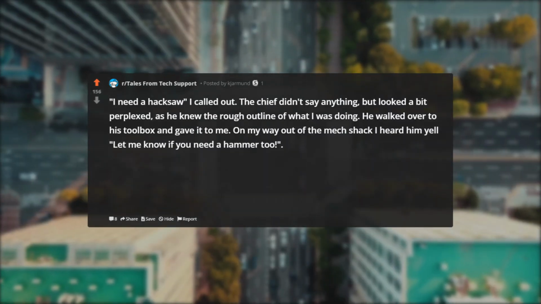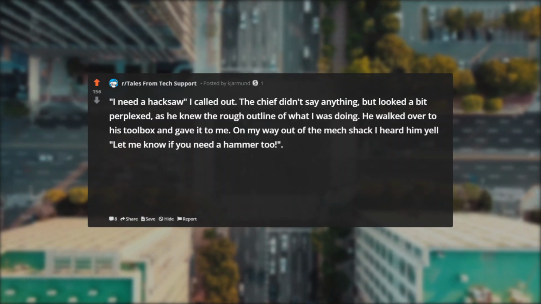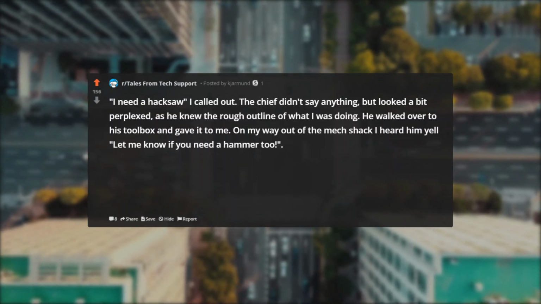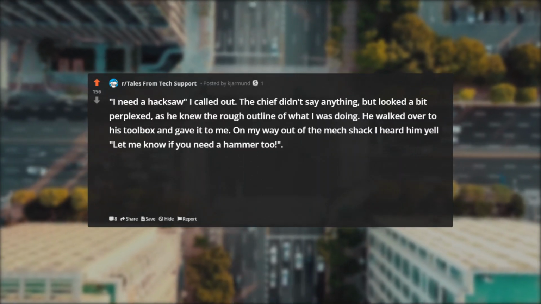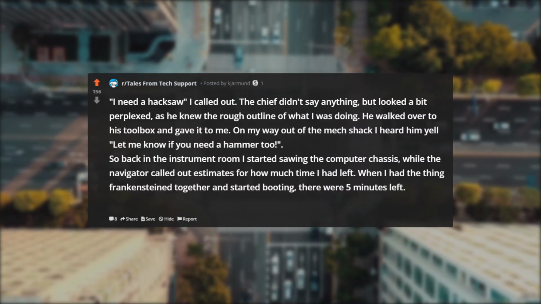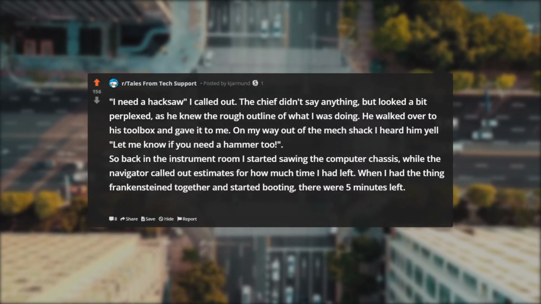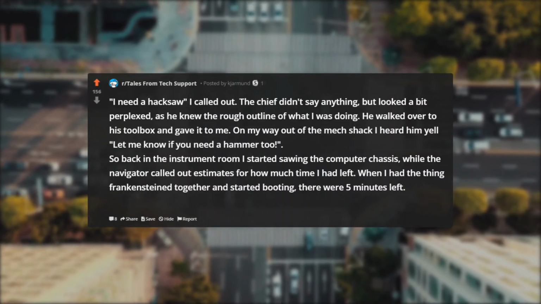The chief didn't say anything, but looked a bit perplexed, as he knew the rough outline of what I was doing. He walked over to his toolbox and gave it to me. On my way out of the mech shack, I heard him yell, "Let me know if you need a hammer too." So back in the instrument room, I started sawing the computer chassis, while the navigator called out estimates for how much time I had left.